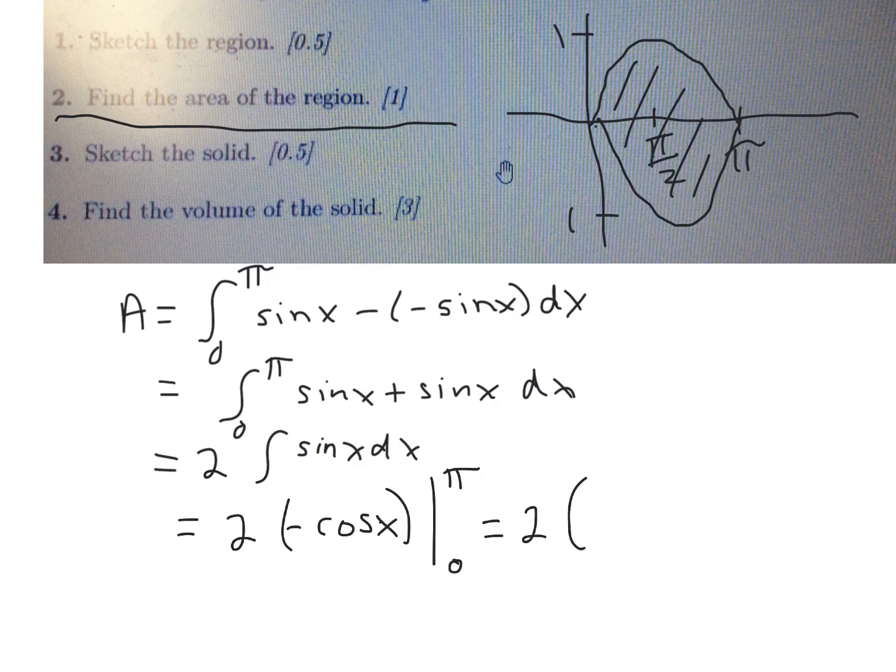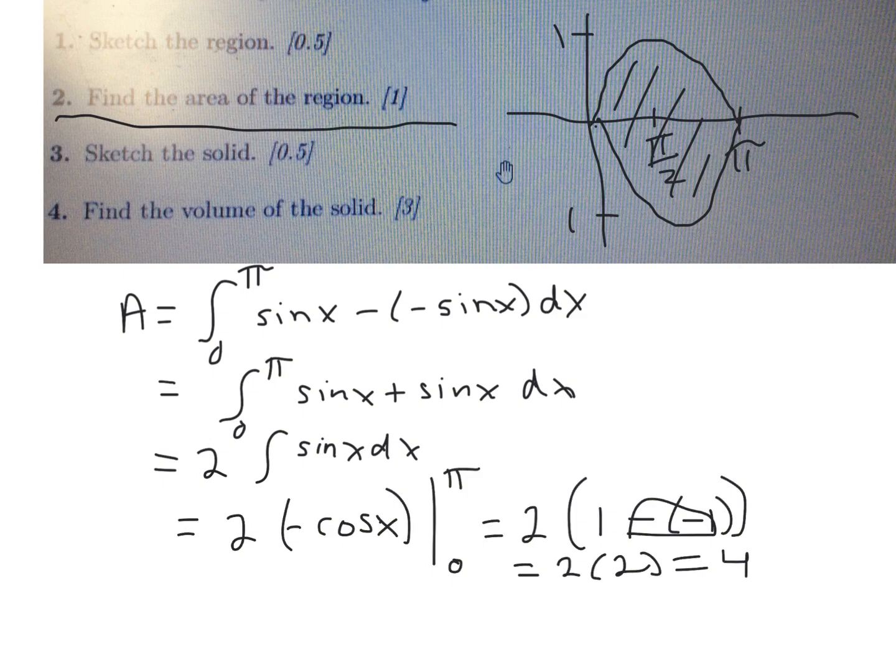the cos of pi is negative 1, so negative 1 would be positive 1 there. And then the cos of 0 is positive 1, so that would be negative 1. And so evaluating that is just 2 times 2, because this is 1 plus 1 when we take double signs, and that would give us an answer of 4 for the area, okay?